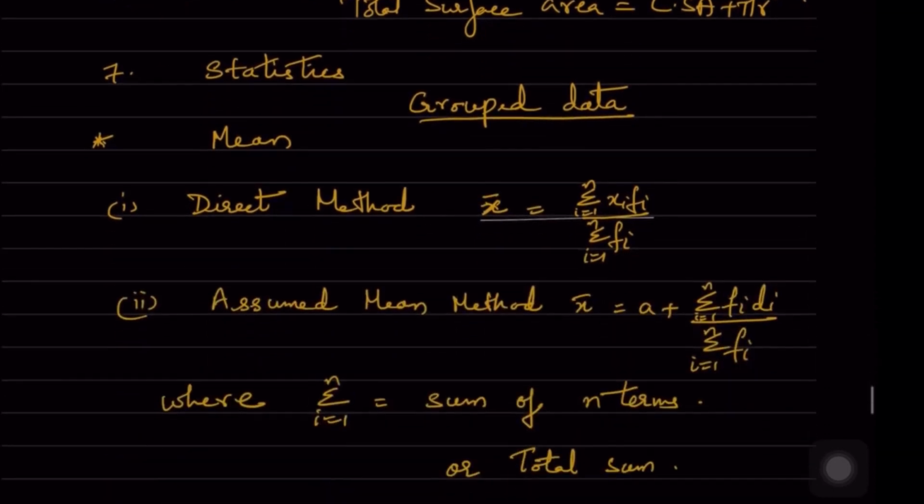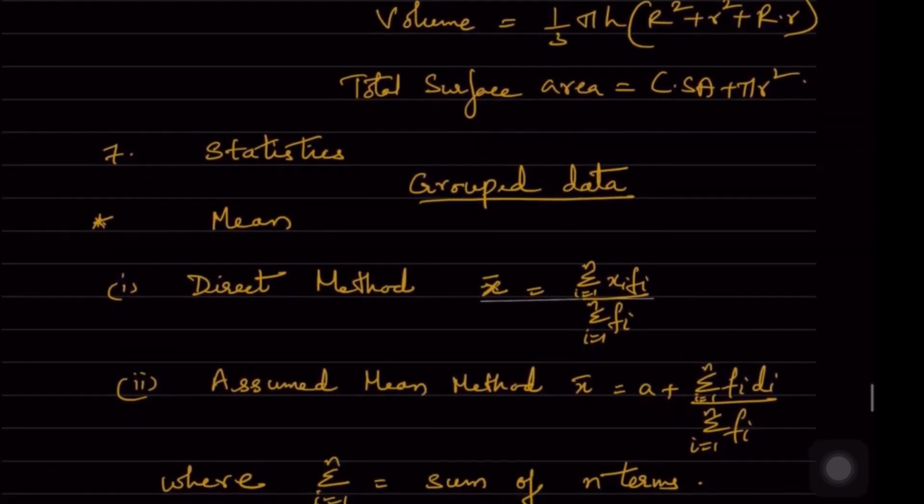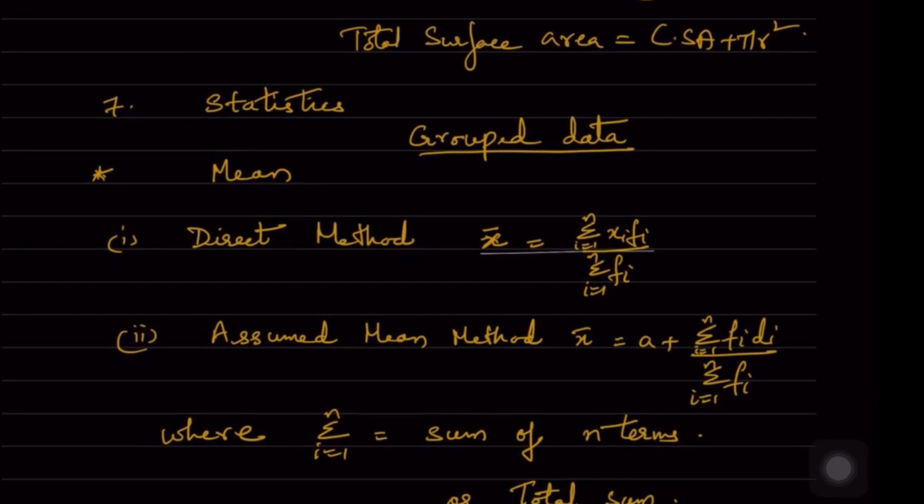Now the last chapter which you are having in term 2 is statistics. In this you are having mean, median and mode. So what are they, we'll just see. So we are having mean for grouped data, and for median also we are having grouped data.